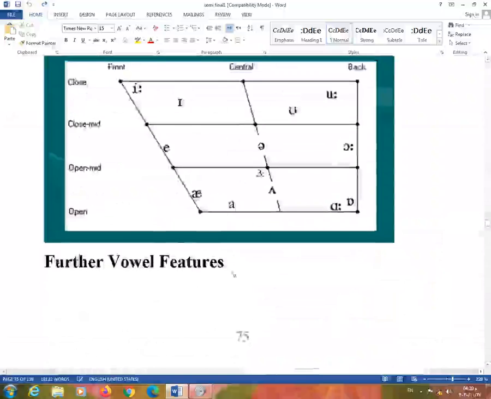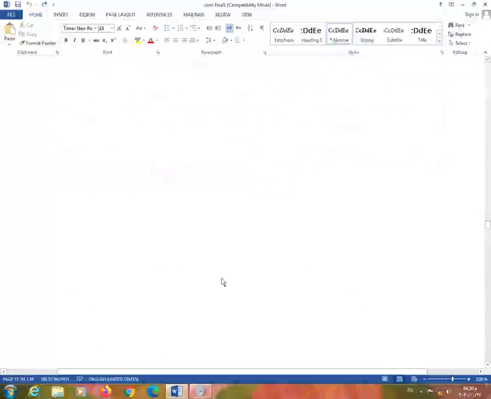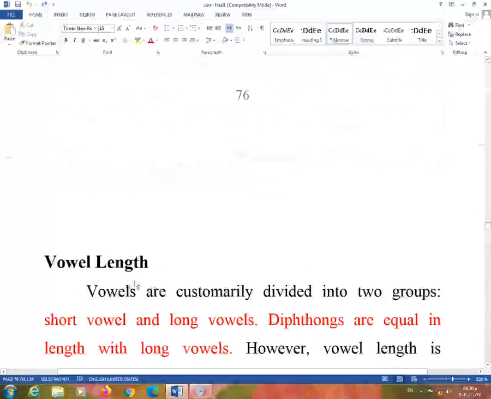Number one, vowel length. As we said, we differentiate vowels in terms of length into two categories: long vowels and short vowels. Diphthongs are also equal in length with long vowels. They are as long as long vowels.